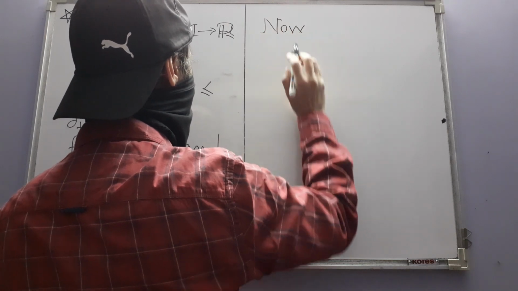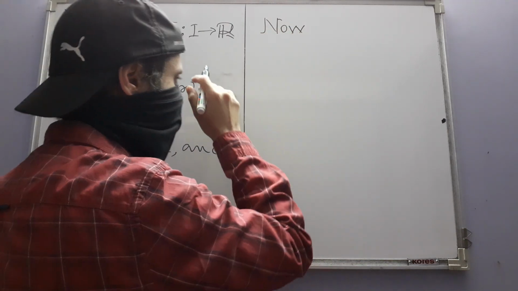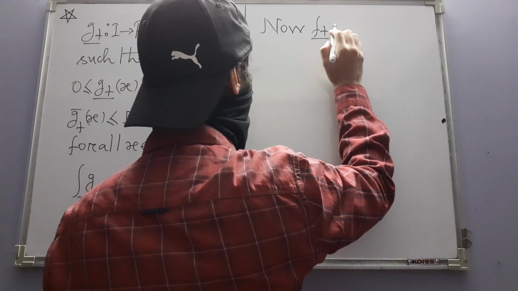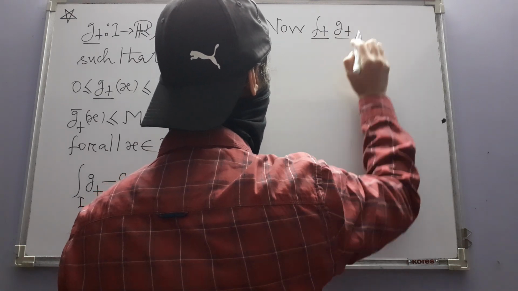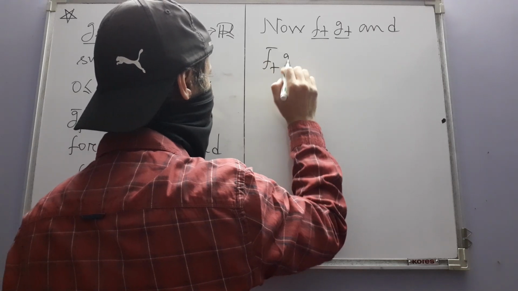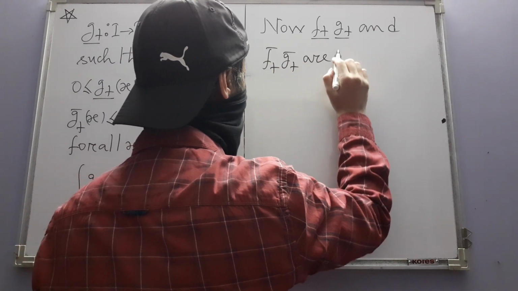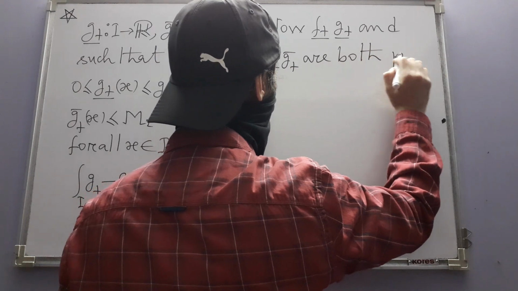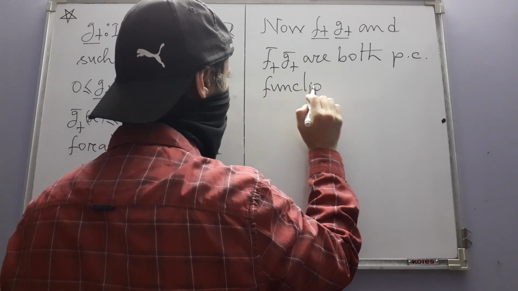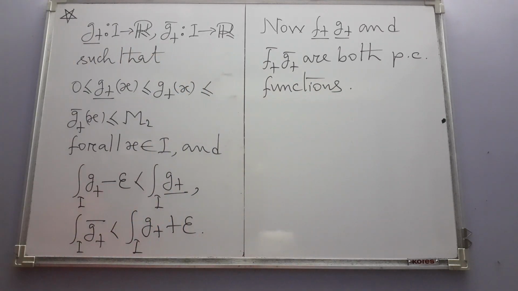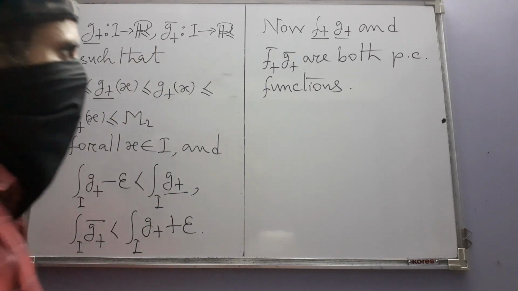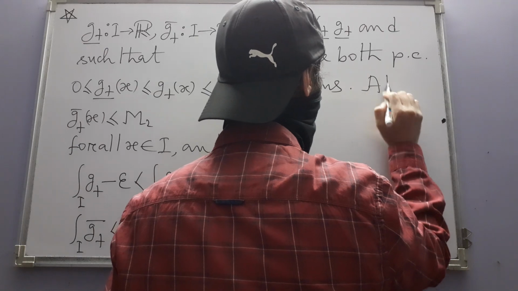Now, but before we write the inequalities though, let us also note this. F plus underscore times g plus underscore and f plus bar times g plus bar are both PC functions, because when we take products of PC functions, you get PC functions again. Also, now we write that thing.